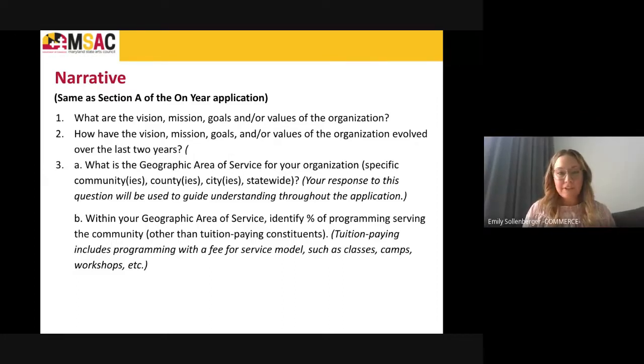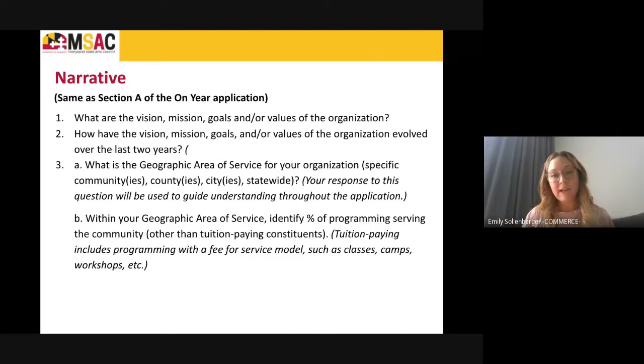Yep, and Laura, feel free to jump in too. Anything that is considered free would not be tuition paying. A couple of examples, we give the classes and the camps and that kind of fee for service model as the basic example here. But if it's something that's open to the public, open to the community, that's not necessarily a tuition paying piece of programming for you all. It's really thinking about something that's paid, like a paid fee for service, paid classes, but it would be closed and maybe not have a community or a public component to it.